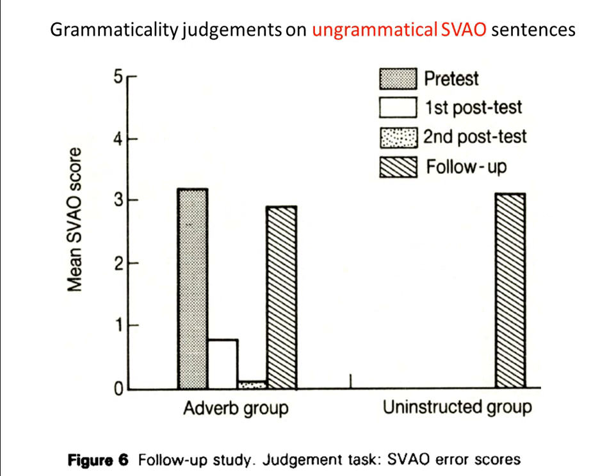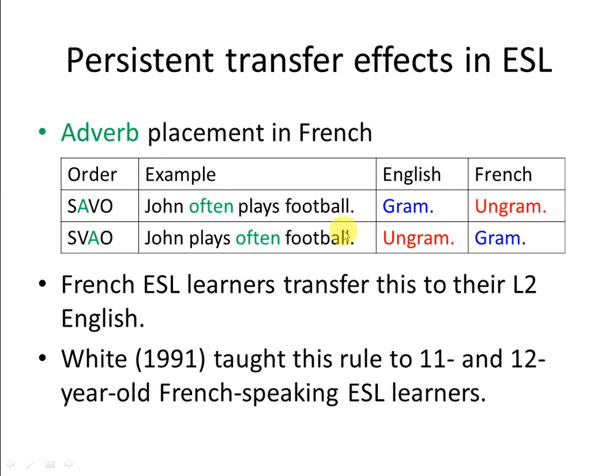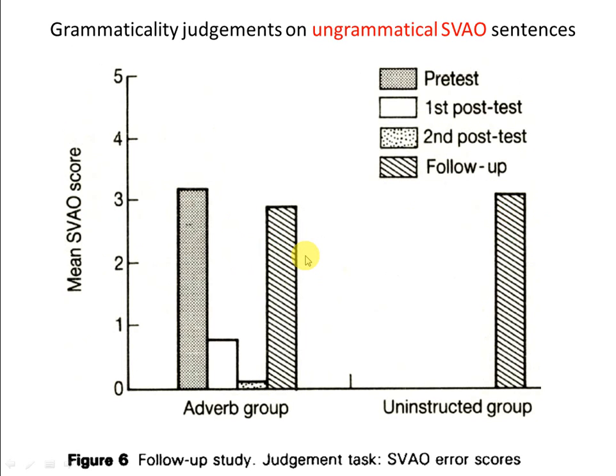This is the results of grammaticality judgments on ungrammatical SVAO sentences. So in English, this is ungrammatical. And this bar represents data that were taken before teaching, before instruction. Although this order, SVAO, is ungrammatical in English, these French-speaking children gave a high score, so they actually tended to judge these ungrammatical sentences as grammatical. So this is before instruction.